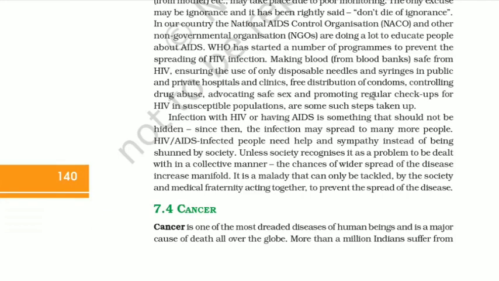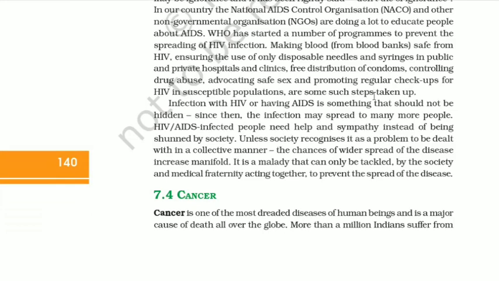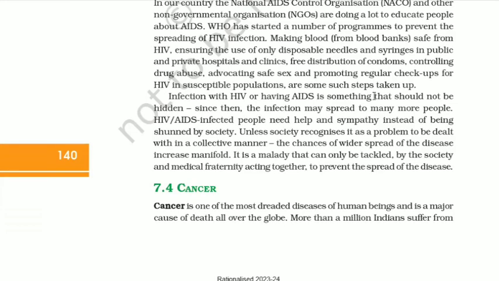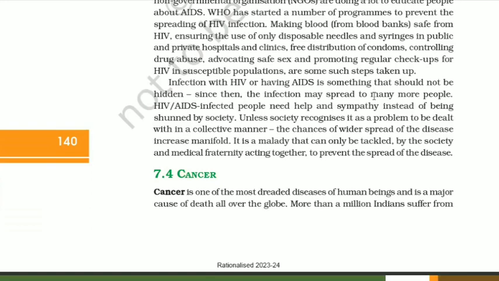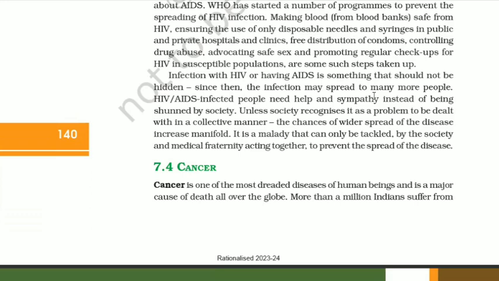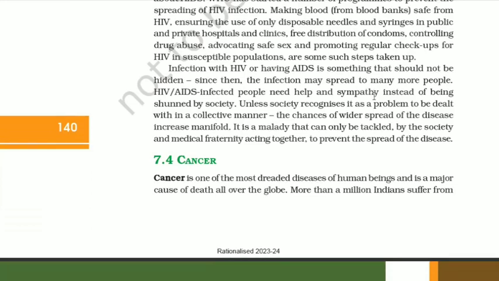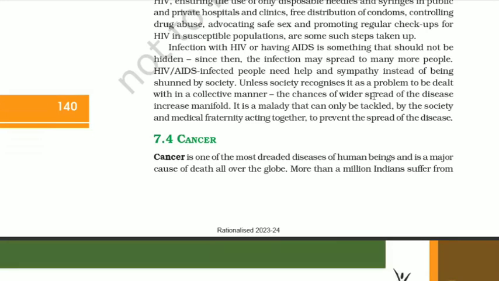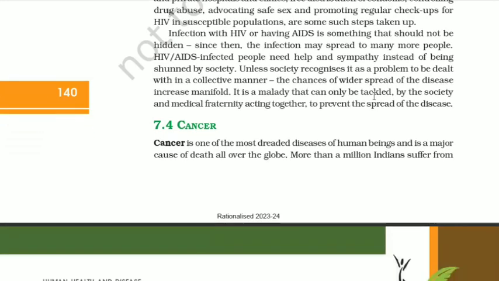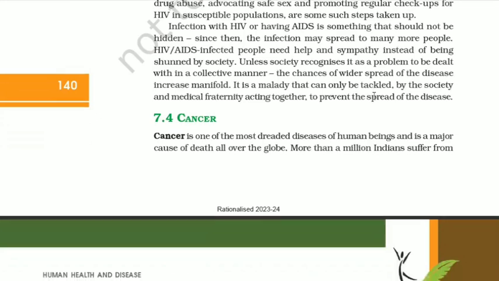In our country, the National AIDS Control Organization and other non-governmental organizations are doing a lot to educate people about AIDS. WHO has started a number of programs to prevent the spreading of HIV infection. Making blood from blood banks safe from HIV, ensuring the use of only disposable needles and syringes in public and private hospitals and clinics, free distribution of condoms, controlling drug abuse, advocating safe sex, and promoting regular checkups for HIV in susceptible populations are some such steps taken up.